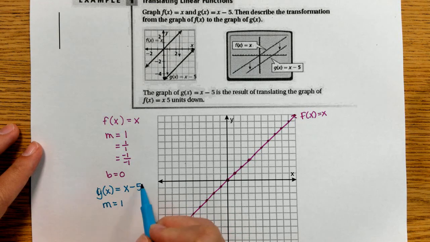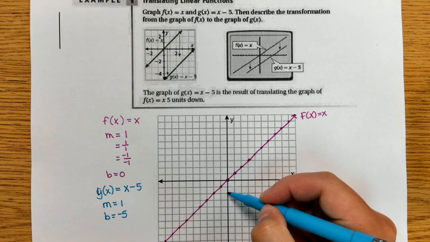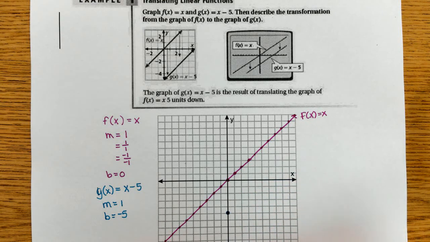But this time I have a b. My y-intercept is negative 5. So where I start, I'm going down 5. So 1, 2, 3, 4, 5. There's my intercept. And then I form the rest of my graph.